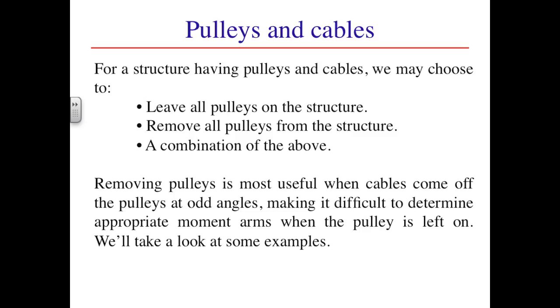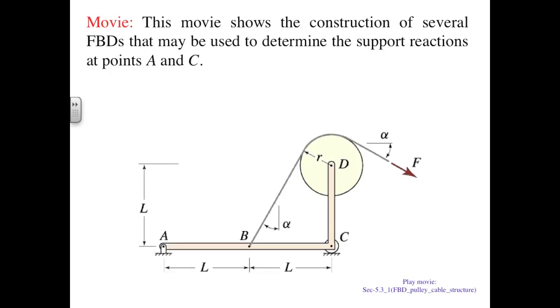However, if the cable orientations are not aligned with the problem coordinate system, the problem can be much easier if we first remove the pulleys. Let's take a look at one example. In this example, we have a pulley mounted on an L-shaped bracket with a cable attached at B and wrapped around the pulley, coming off the pulley at an angle alpha from the horizontal. We want to determine the reactions at A and C.